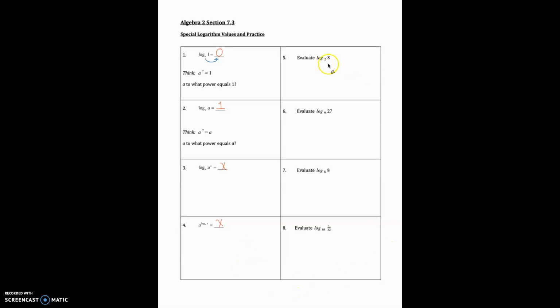So again, if I had log base 2 of 8, I'm going to say, hey, 2 to what power is 8? Well, I'm going to write 8 as 2 to the third. So what is the answer? Log base 2 of 8 is 3. Next, log base 9 of 27: 9 to what power? So I'm going to write 9 as 3 squared. So 3 squared to what power is equal to 27? Well, 27 is 3 to the third. So basically I have 2x equals 3. So the answer here is 3 over 2.